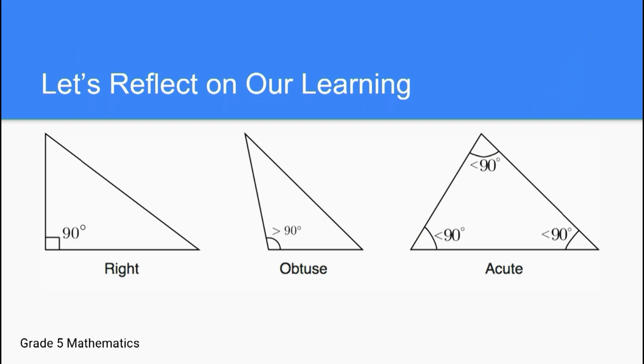So let's reflect on our learning. In today's episode of Math Matters, we learned about classifying triangles as either right, acute, or obtuse. Try to find different types of triangles around your house today.